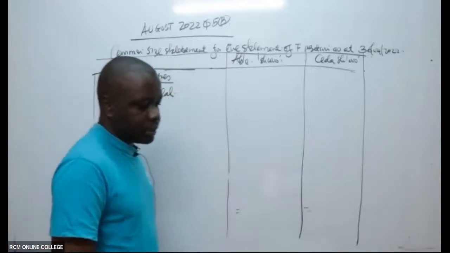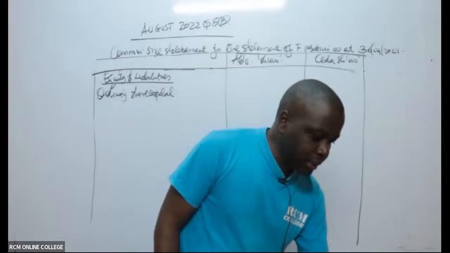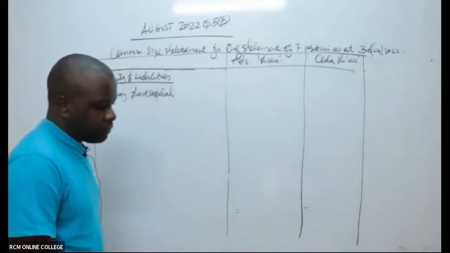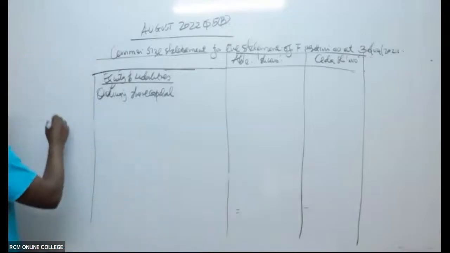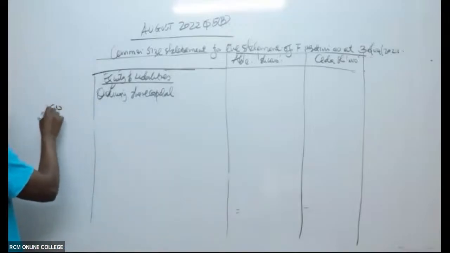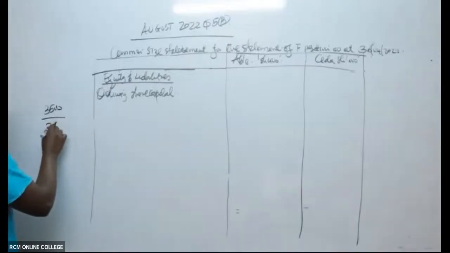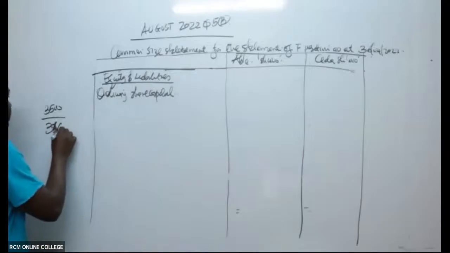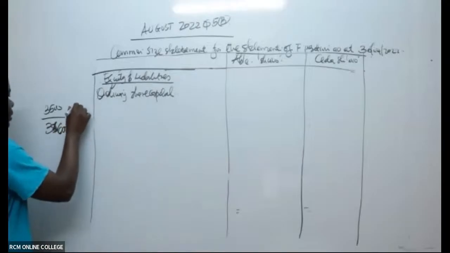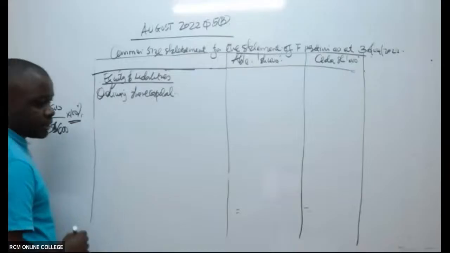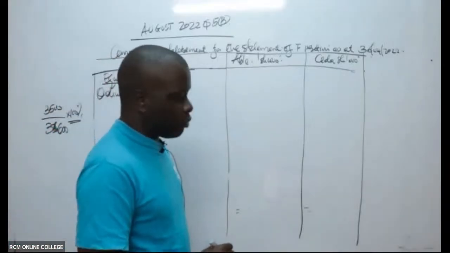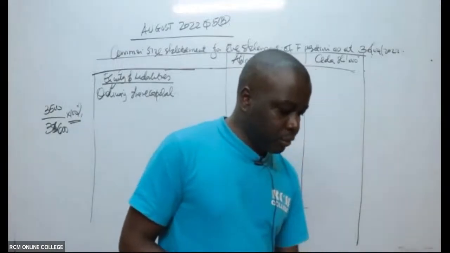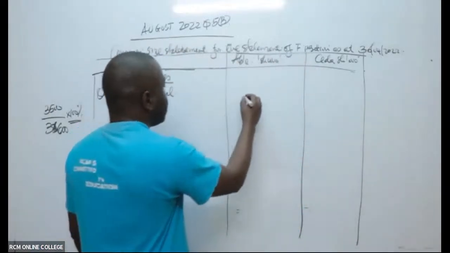So ordinary share capital, in this case, you're told the amount is 3.5. So you take 3.5, 100 divided by 33,600. Then you multiply by 100%. You're getting how much for the ordinary share capital? That is 10.4%. So averagely that is 10%.